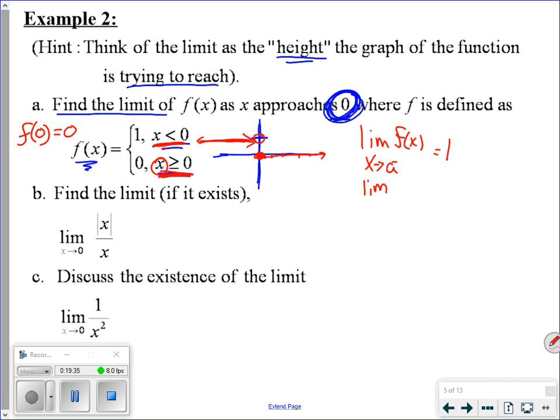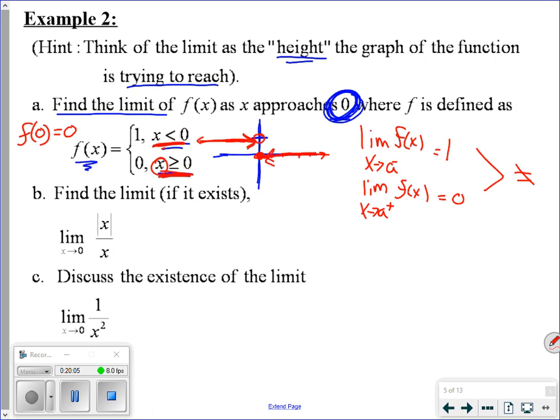What about the limit of f of x as x is approaching a from the right? Well, as I come in from the right-hand side, that value is going to equal 0. And those two values do not equal. You can clearly see from the graph that the limit, as I'm approaching f of x at 0, obviously does not exist because they do not match up at the same point. Okay, so there you go.